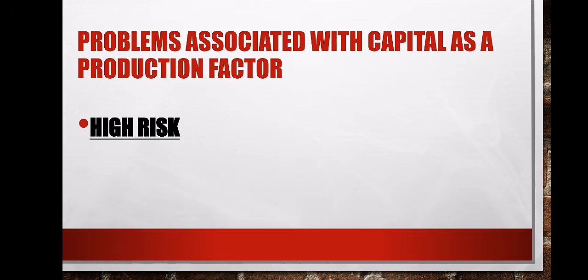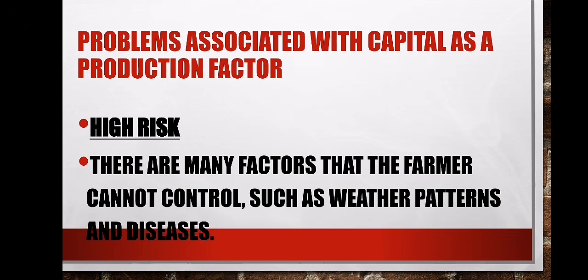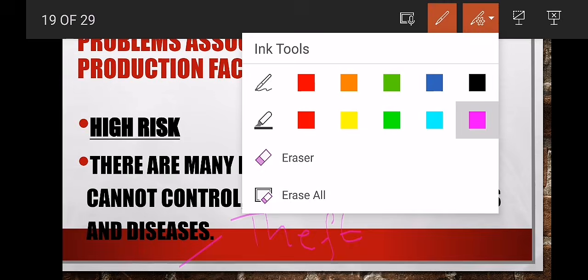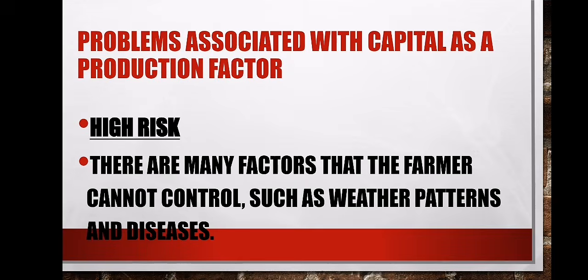So we say those changes, we say the climate change brings risk to your capital. Theft brings risk to your capital. But how we understand it here, we say there are many factors that the farmer cannot control, such as weather patterns, diseases. We can also add theft. It makes your capital to be at risk in that factor. So we say there is high risk of what? Of capital. That's how we can understand this, good people.